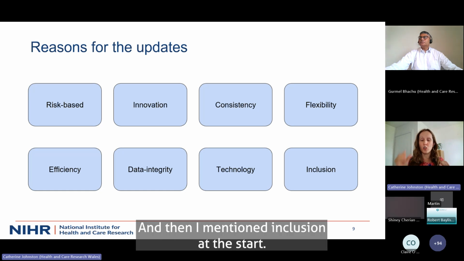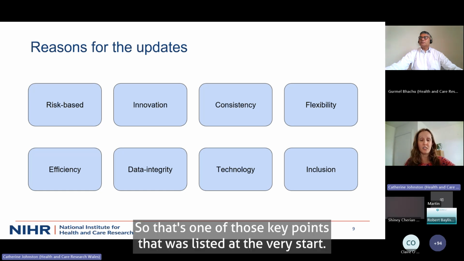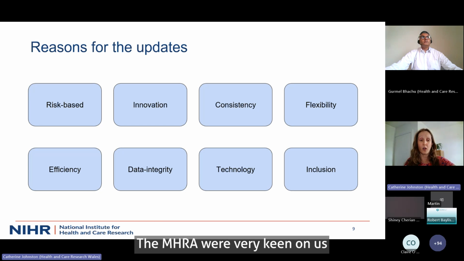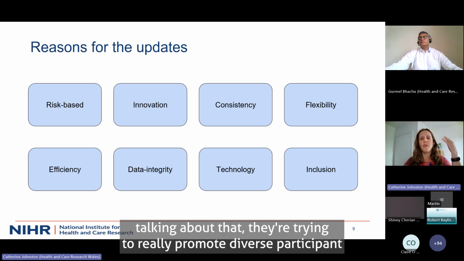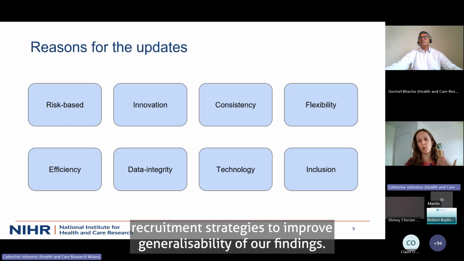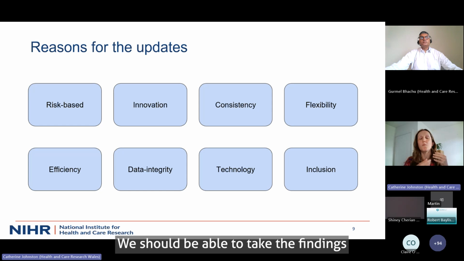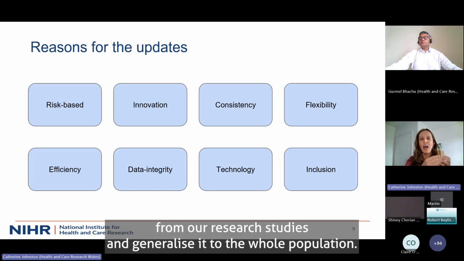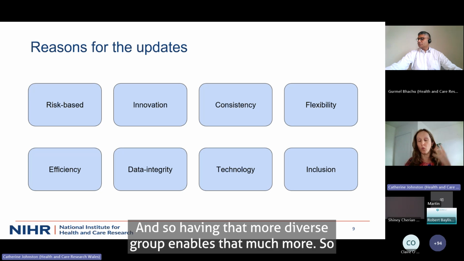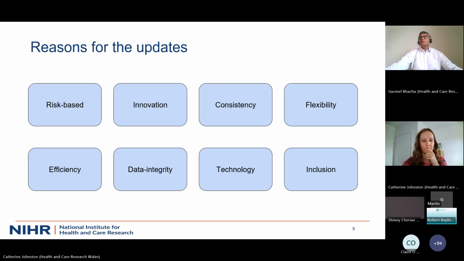And then I mentioned inclusion at the start. So that's one of those key points that was listed at the very start. The MHRA were very keen on us talking about that. They're trying to really promote diverse participant recruitment strategies to improve generalizability of our findings. Research is defined as something that is generalizable. We should be able to take the findings from our research studies and generalize it to the whole population. And so having that more diverse group enables that much more so.